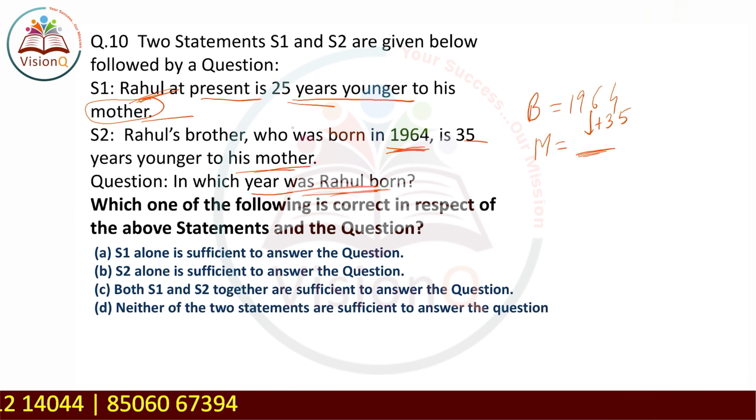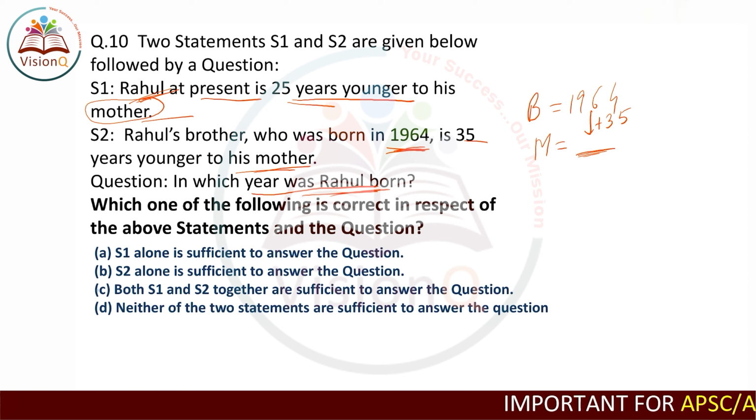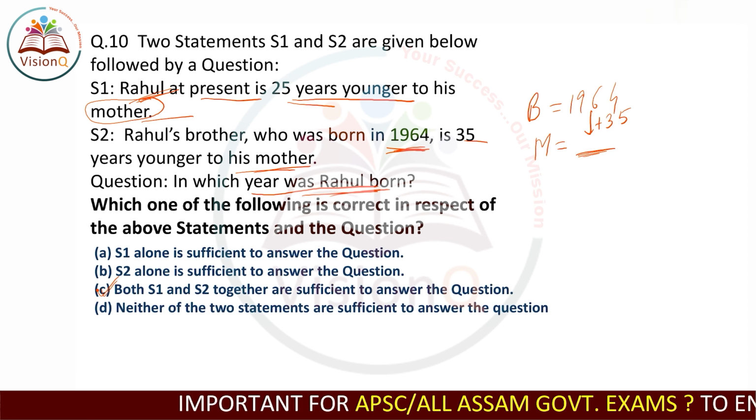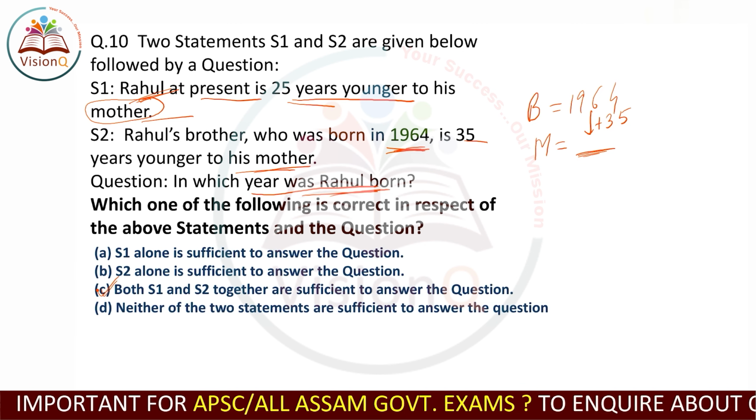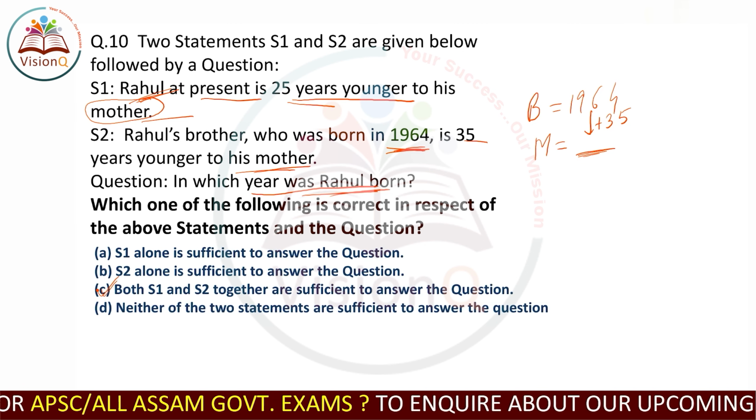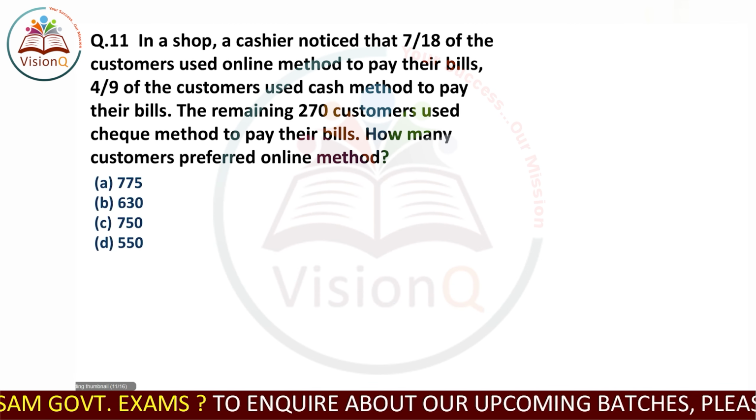So that means the answer to this question can be found by combining the two statements 1 and 2 together. The right answer is option number C. Once again, both statements together are sufficient to find the answer. So these were the questions of data sufficiency. Next we'll discuss question number 11.